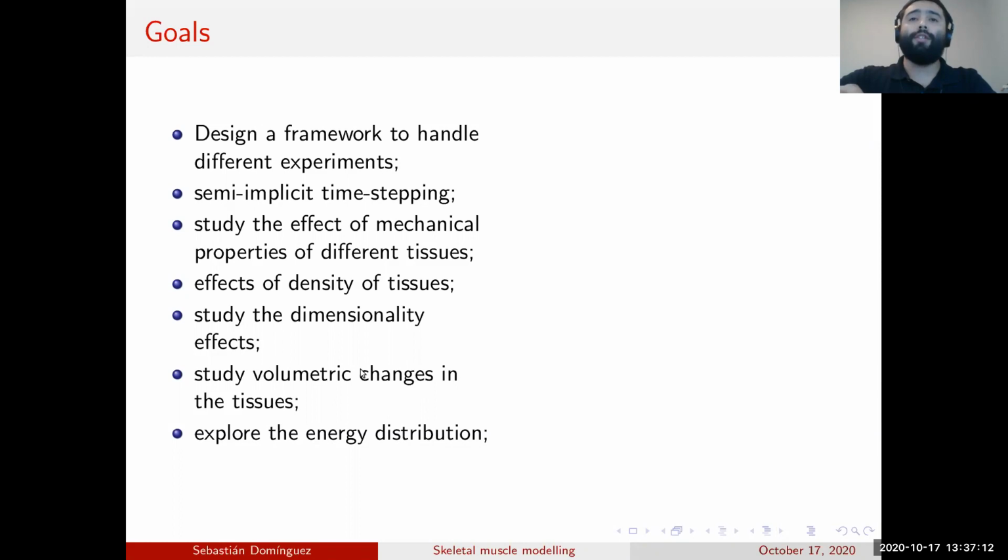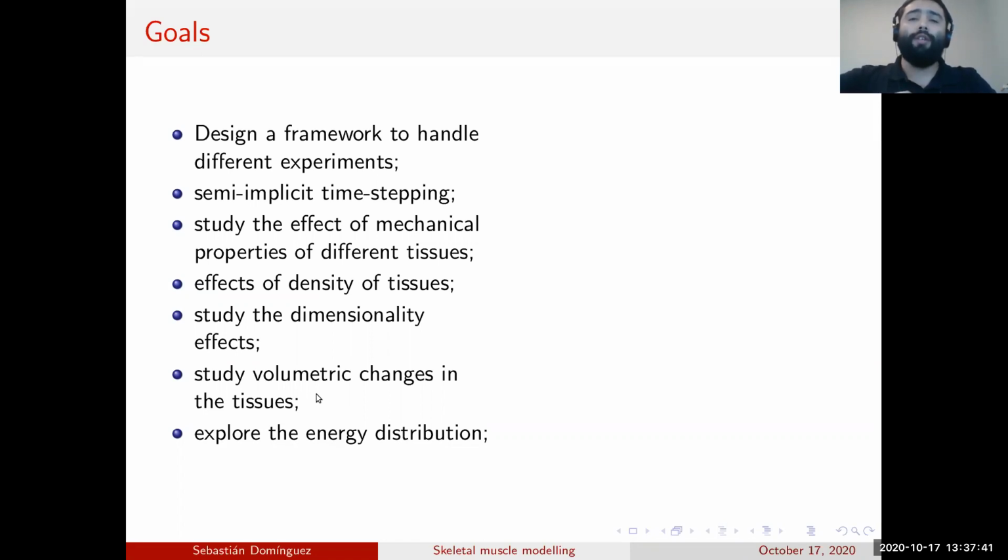We wanted to study some dimensionality effects, mainly because most of the current models are based on 1D simulations of muscles. Usually researchers think of muscles as a 1D object, like a 1D nonlinear spring, and then they compute things and arrive at conclusions from that model.